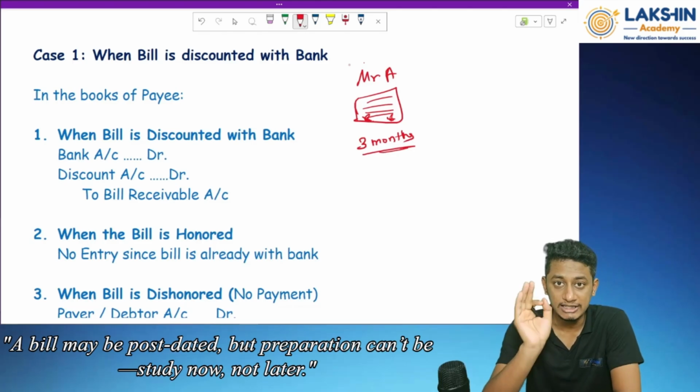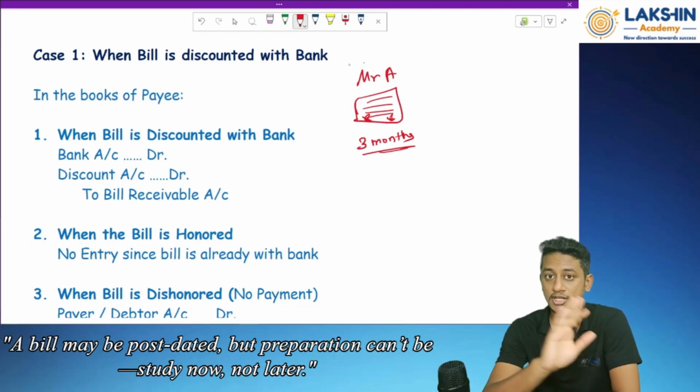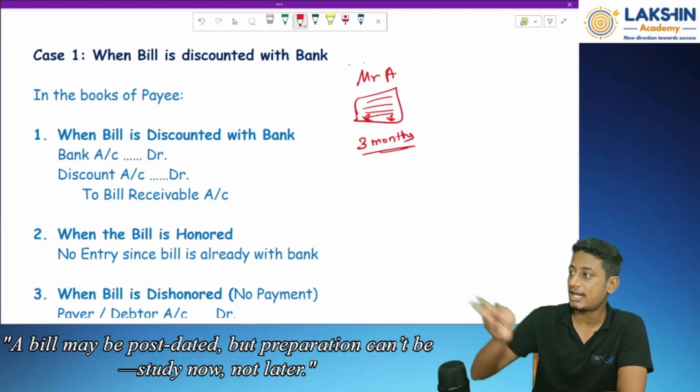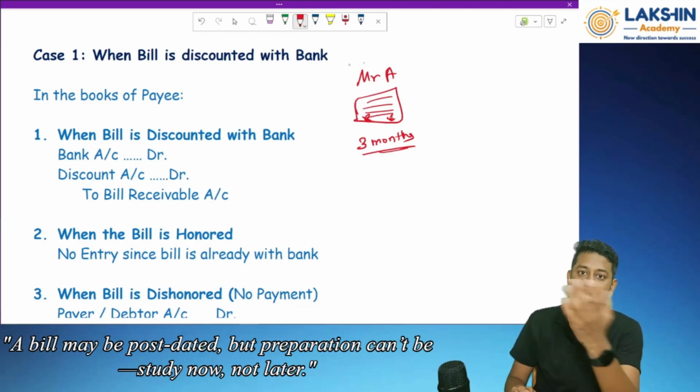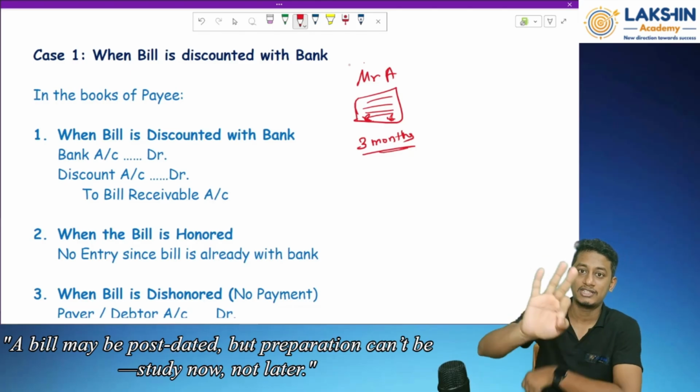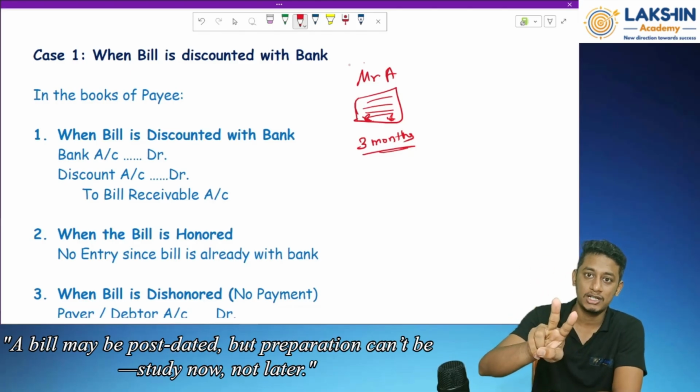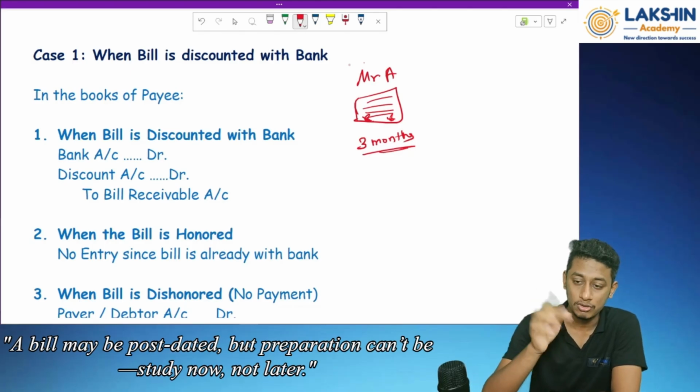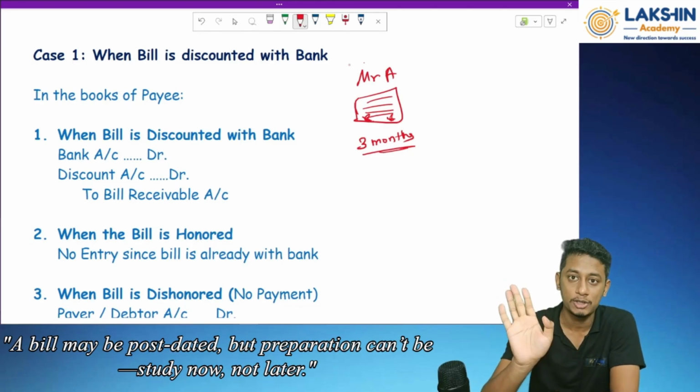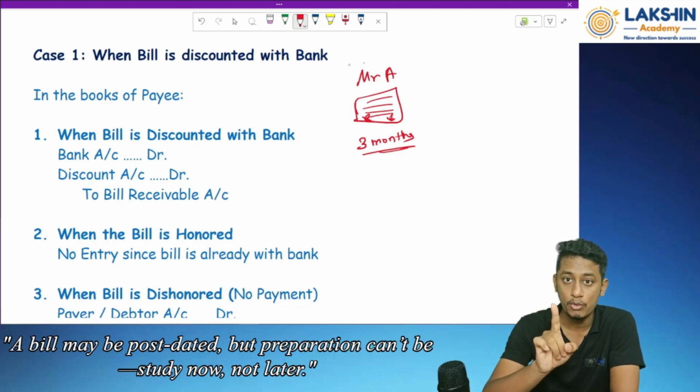That means until 3 months Mr. A cannot approach Mr. B for the payment. If Mr. A approaches Mr. B, what will Mr. B say? Hey, what man, I have given the bill for 3 months, right? It is 2 months only. So 1 more month is remaining for me. So go back. I won't be making the payment today, but I will make the payment only after 3 months.